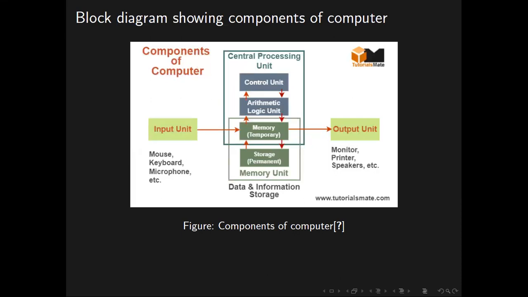What are the components contained inside a CPU? The first one is control unit. Control unit, that which schedules the operation of a processor. Control unit is the scheduler which controls the processor operation. Then arithmetic and logic unit or ALU.